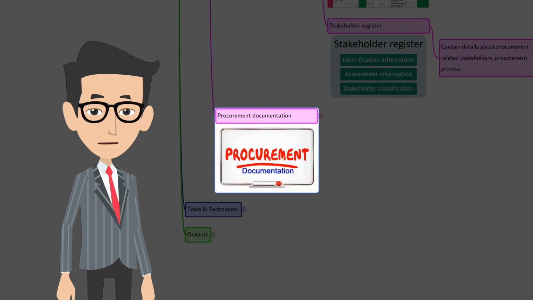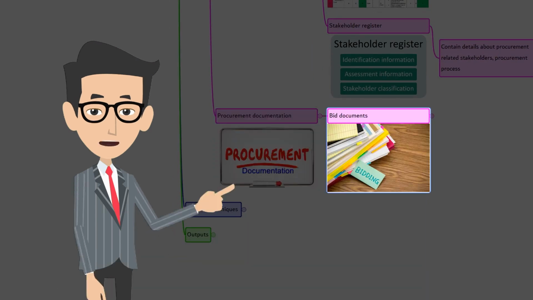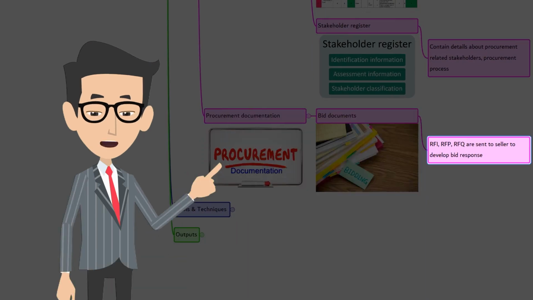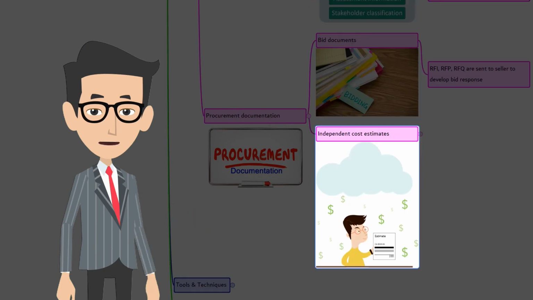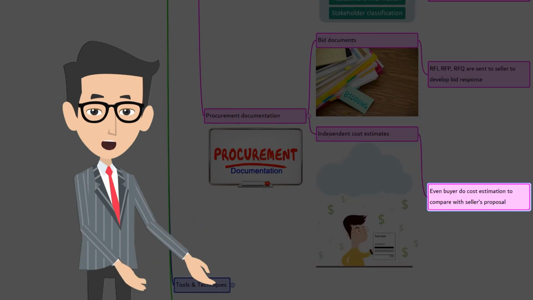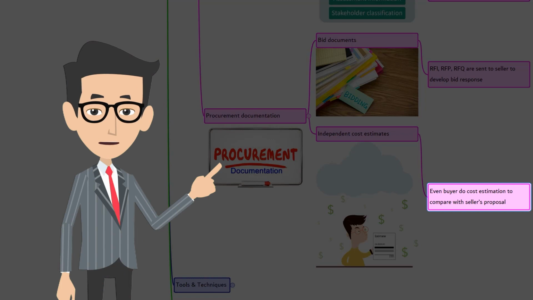The third input is procurement documentation. Bids document. RFI, RFP, RFQ are some of the documents that are sent to the sellers to develop bid response. Independent cost estimates. The seller submits their bid with their cost details.